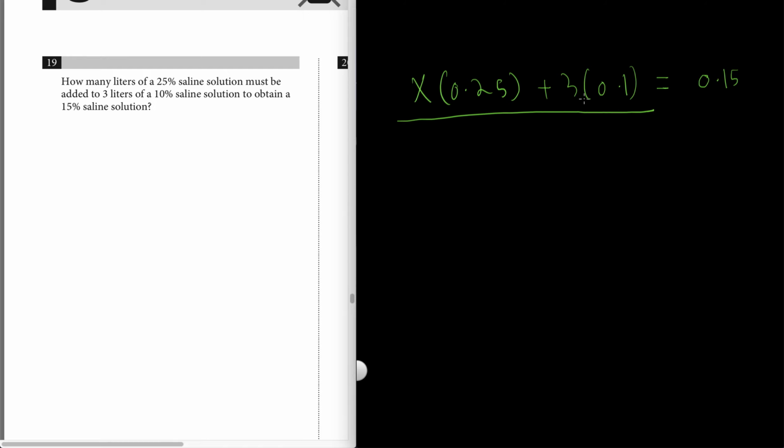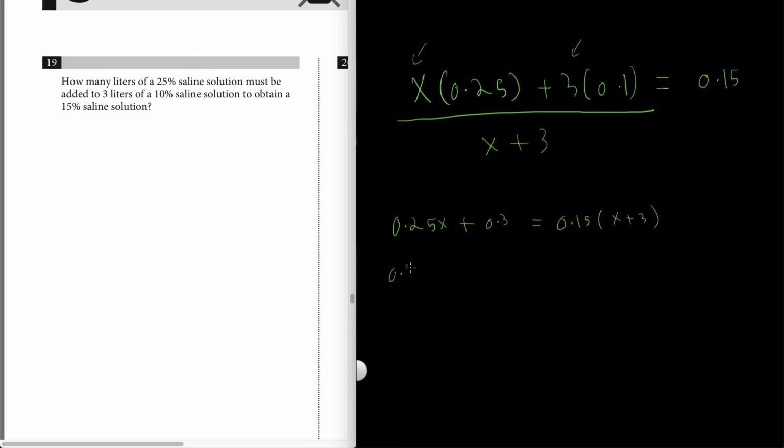And we're doing a weighted average. We have x liters of this and 3 liters of this, so we divide by the total liters, which is x plus 3. So we have our equation. Now we can solve for x. Let's multiply both sides by x plus 3. We get 0.25x plus 3 times 0.1, that's 0.3, is equal to 0.15 times x plus 3.